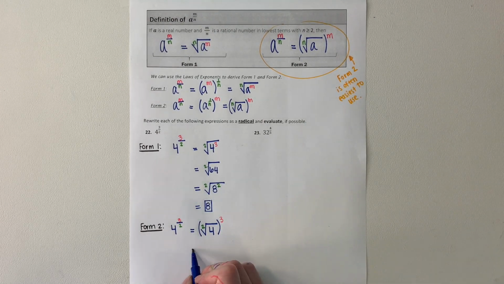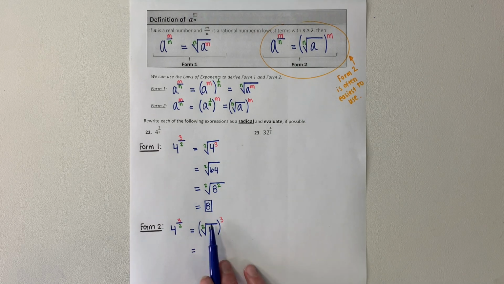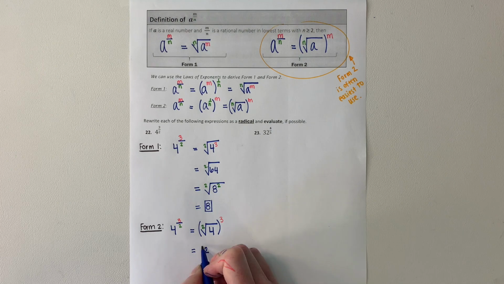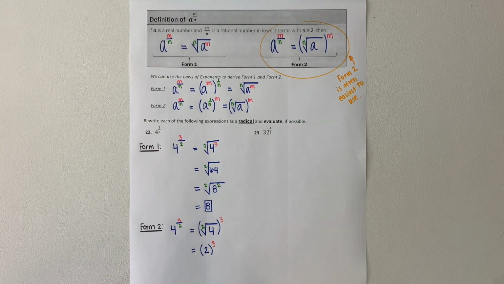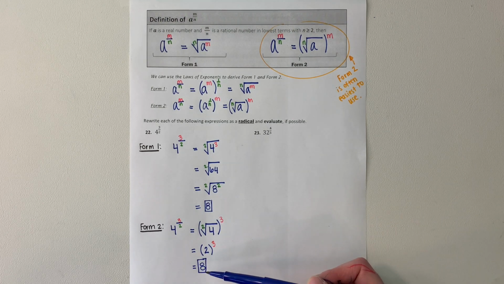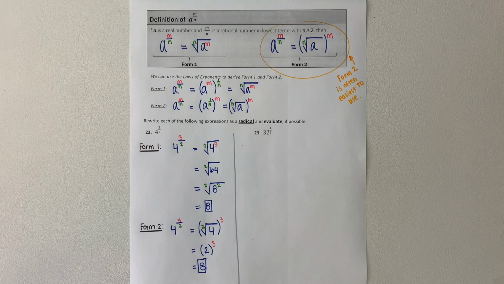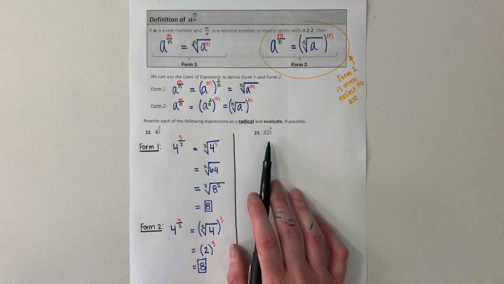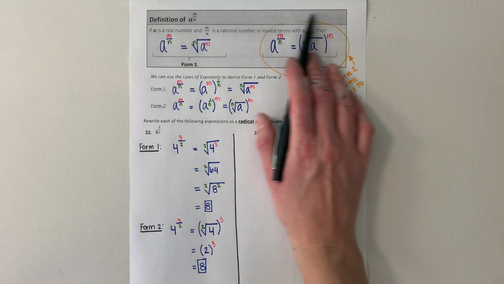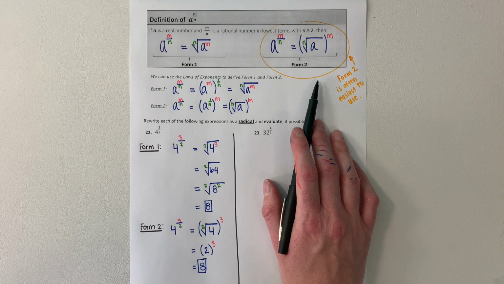Now let's compute this. First, let's work inside these parentheses. The square root of 4 is 2. And then we'll bring down the 3 exponent, and now we can compute 2 cubed, which gives us 8. Notice that form 1 and form 2 both always give you the same answer. Let's try another example. This example is going to demonstrate why form 2 is often the much easier form to use.